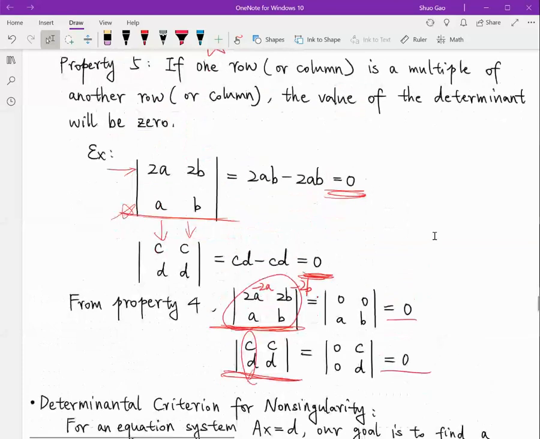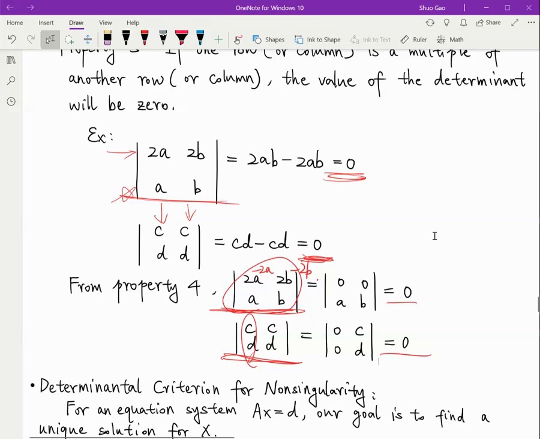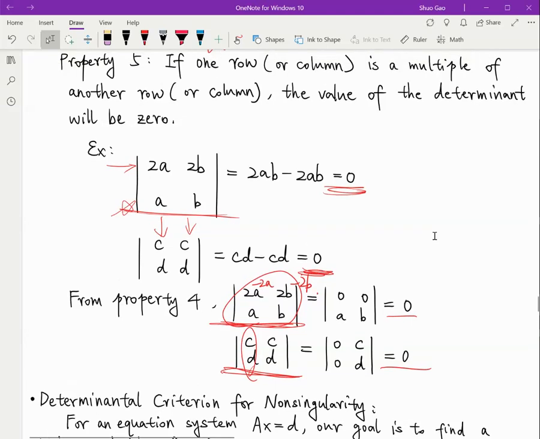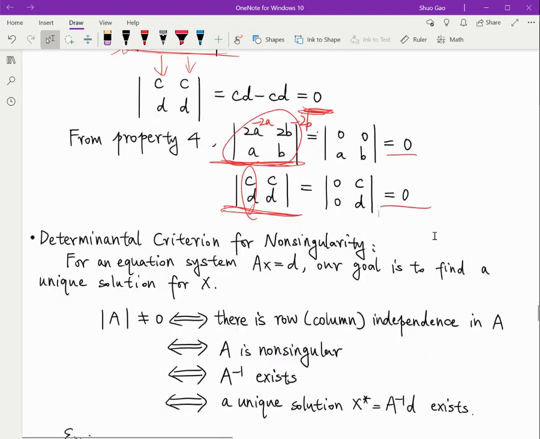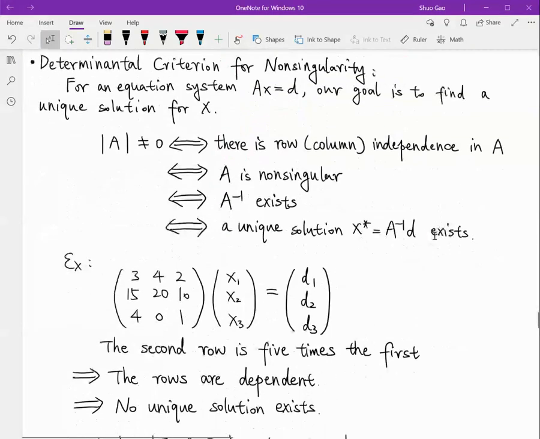So here we can see the determinantal criterion for non-singularity. It's based on property 5. In property 5, we know that if one row or column is linearly dependent on another row, that means it's a multiple of another row or column, then the determinant will be 0. We say that the matrix is not linearly independent. And if the matrix A is not linearly independent, then we cannot solve the x vector in our equation system.